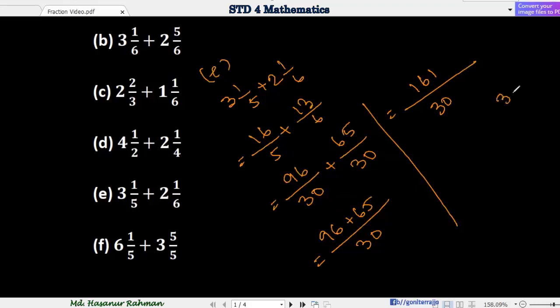Now we have to convert this one into mixed. So 30 multiplied by 5, that is 150. So what will be our remainder? That is 11. So the answer should be 5 whole 11 by 30.